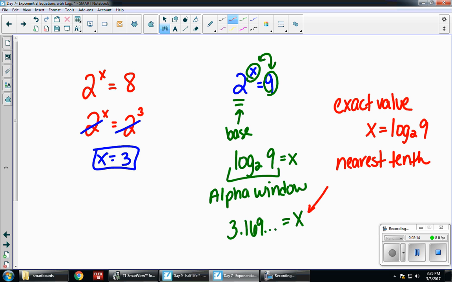So nearest tenth, let's just do a little refresher, is 1 decimal place. So I want to keep that decimal place, so I go 1 past it. The 6 tells me to round up, so this becomes 3.2. So just keep that in mind as we go through some of these questions. We're going to pay attention to the directions.